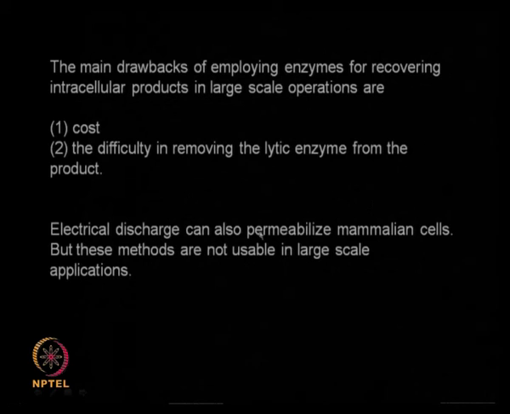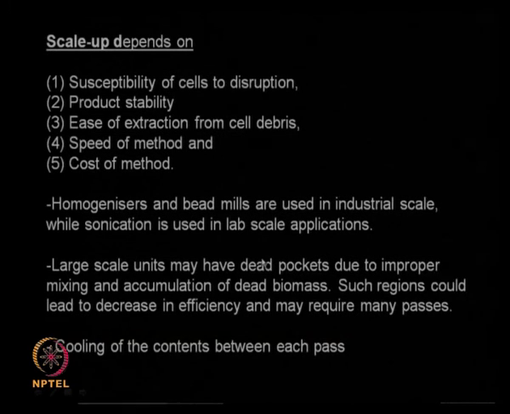Sometimes even electric discharge can be used for permeabilizing mammalian cells, but you cannot use all these techniques for large scale applications. So if I am looking at scale up from lab scale, I need to see susceptibility of cells to disruption, product stability, how easy it is to extract from cell debris, speed of the method, how fast I can do this type of operation, and what is the cost of the method. That is why mechanical methods like homogenizers and bead mills are used in industrial scale, while sonication is used more in the lab scale.